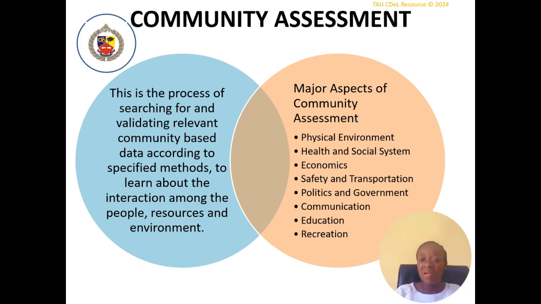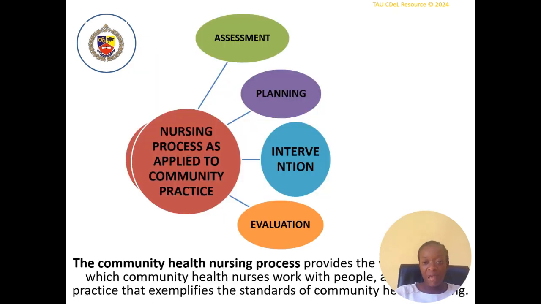You have the physical environment, the health and social system, the economics, safety and transportation, politics and government, communication, education, and recreation. These are a few among many other things that need to be probed into, that the public health nurse must get information on and validate in the family.